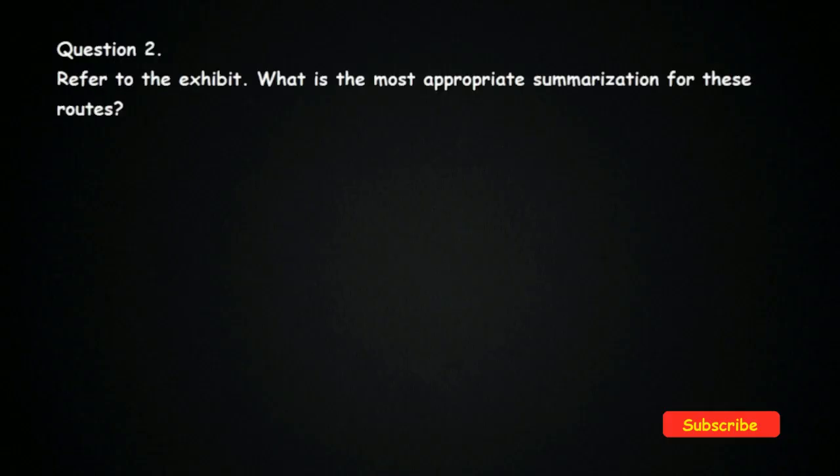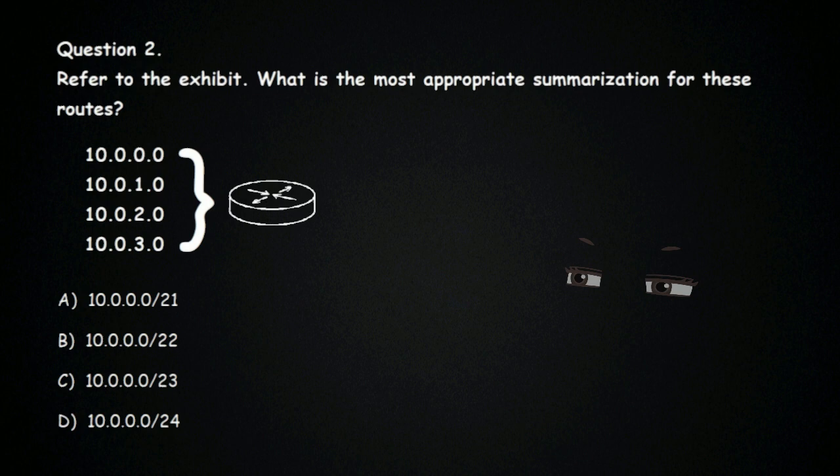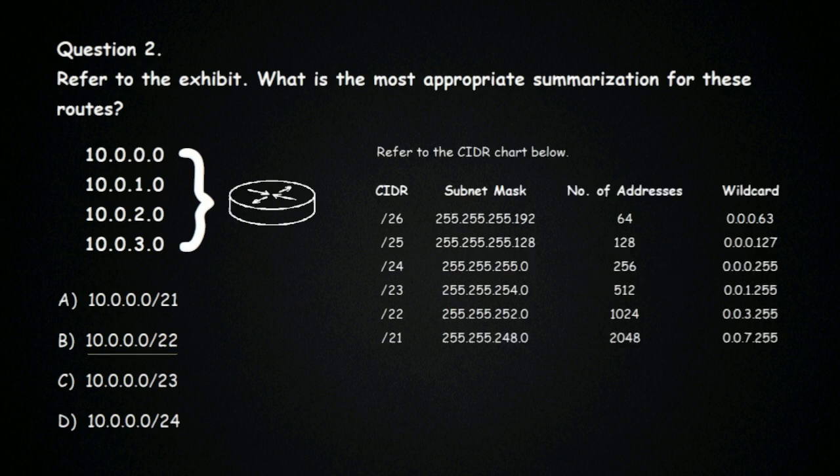Question 2. Refer to the exhibit. What is the most appropriate summarization for these routes? Options. Answer is B. Refer to the CIDR chart below.